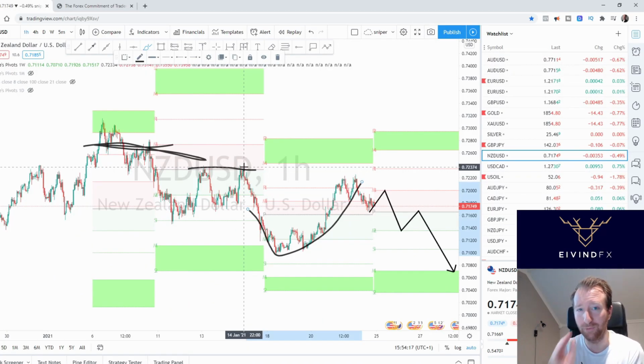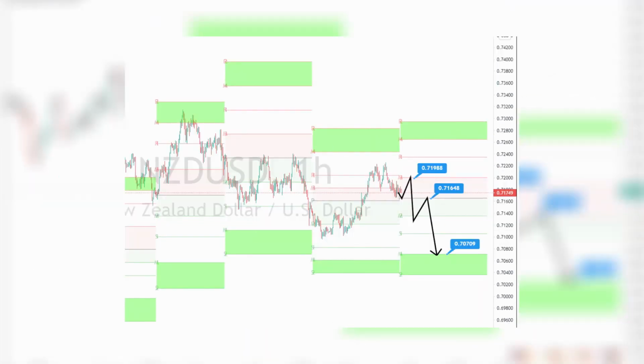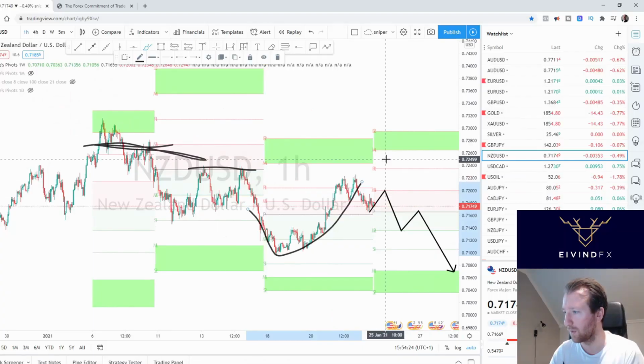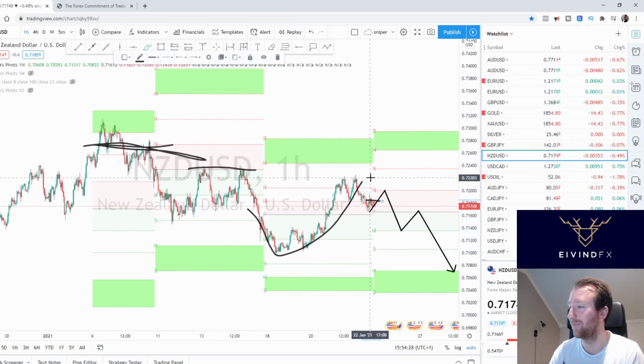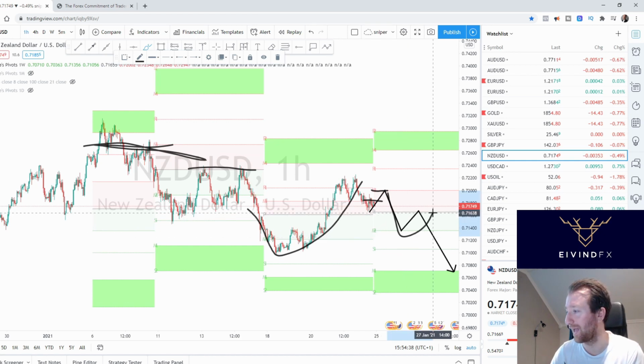I want this to fall, and I want this to go all the way down to 70.70. I would presumably sell firstly here, and then I would sell at 72. I would then wait for a new lower low, or hope for a new lower low, and I will sell the pullback up at 71.65, and then I will take profit at 70.70.